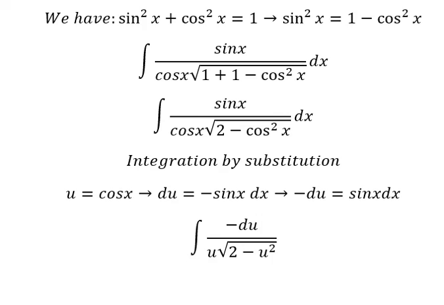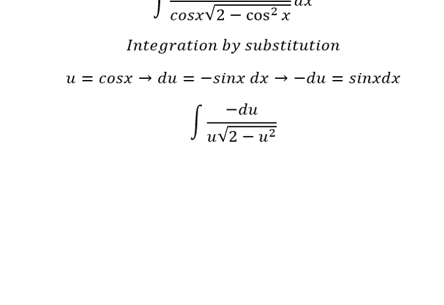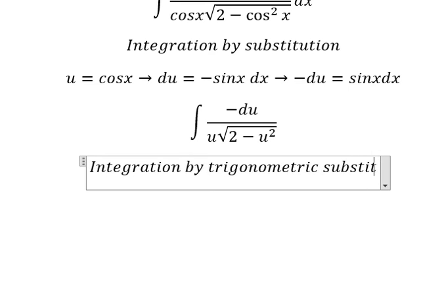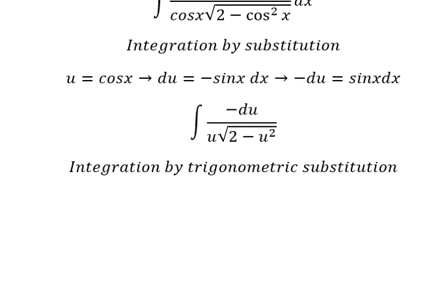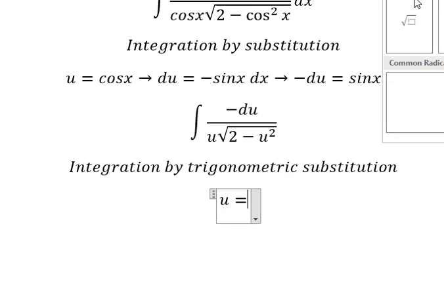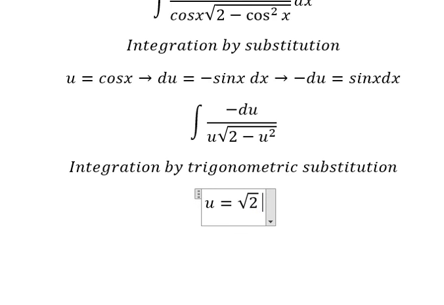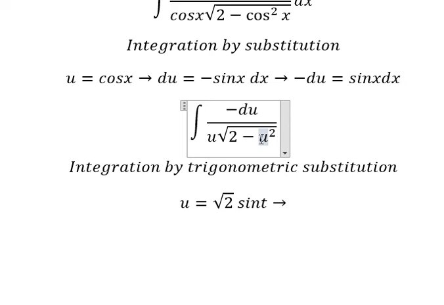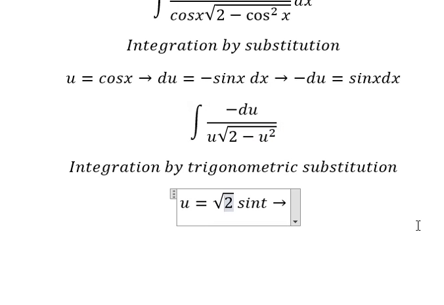So we can use integration by trigonometric substitution. So I will put u equals the square root of number 2 sin t. Because if I put this one in here, we have number 2 sin t square, number 2 and number 2. We can do factorization.